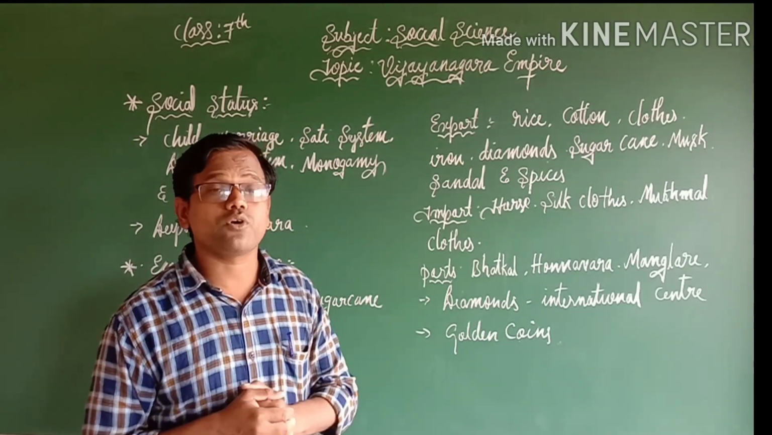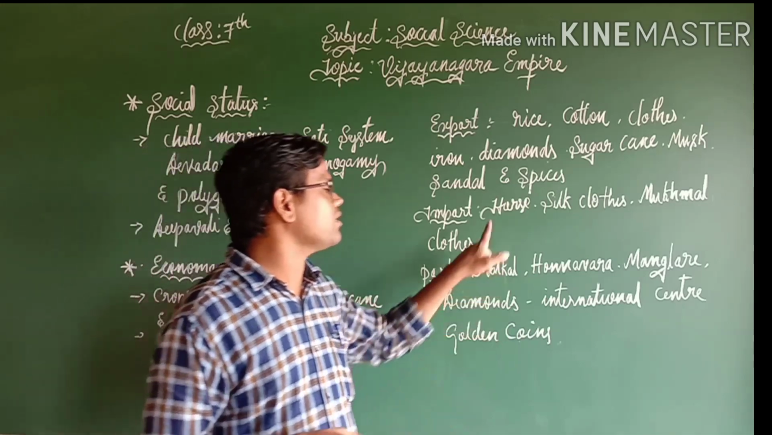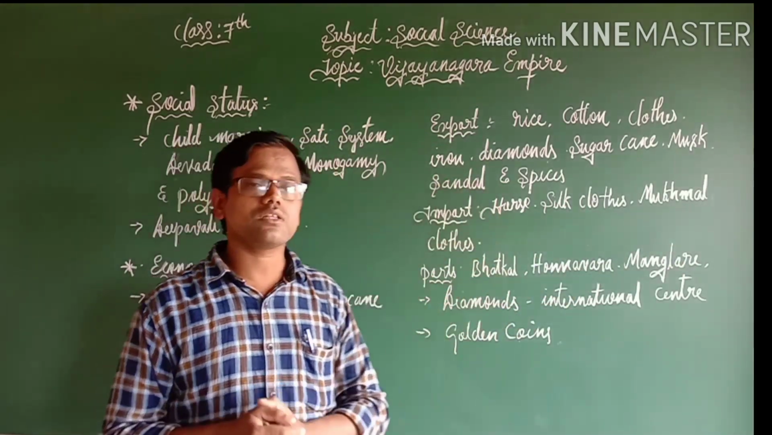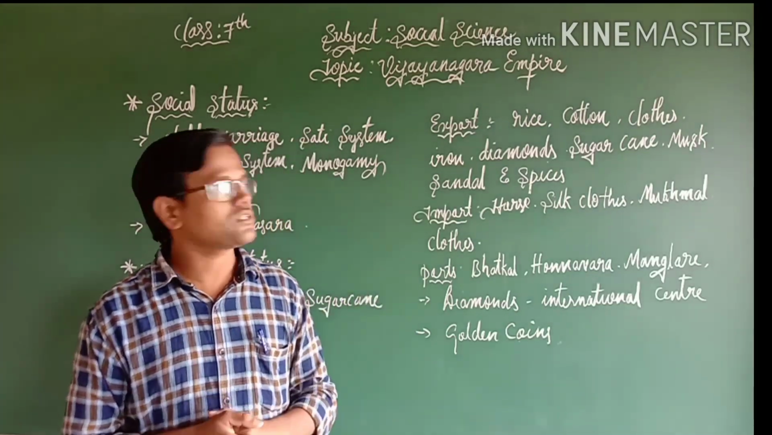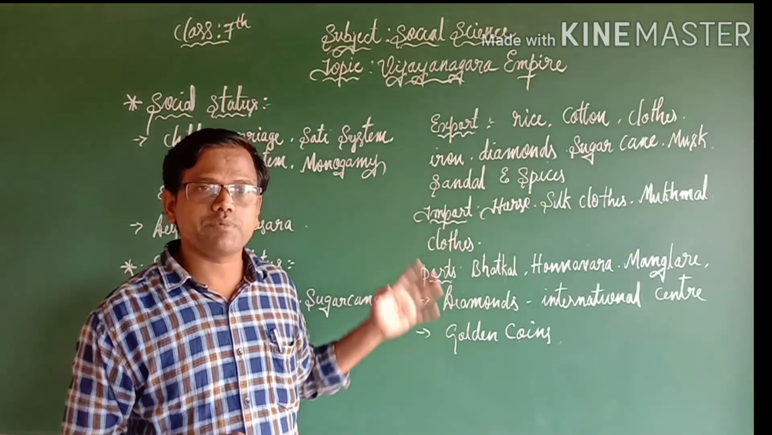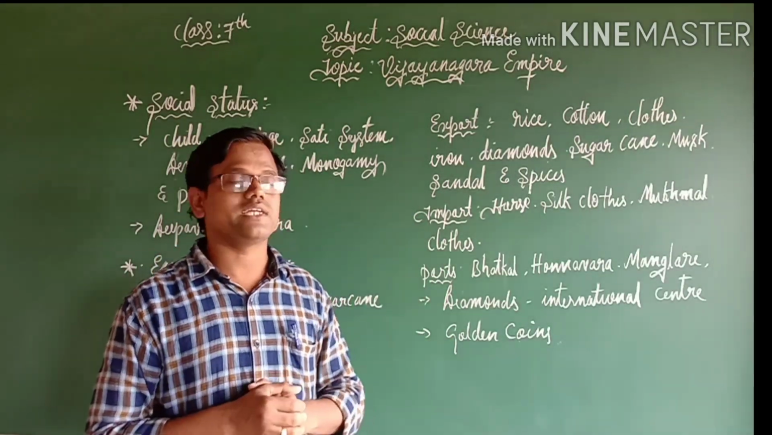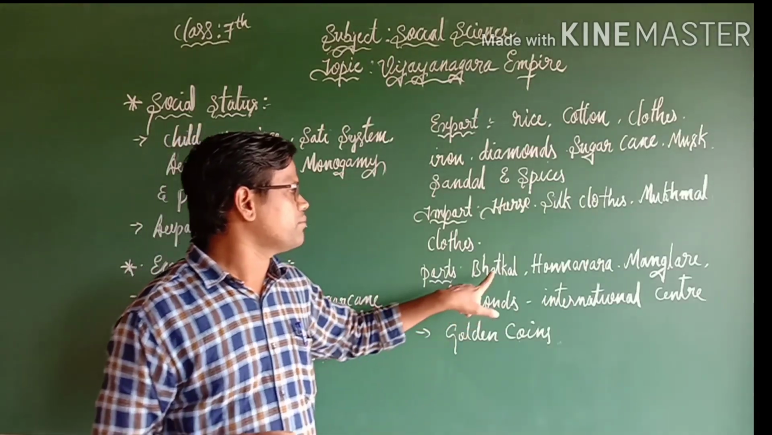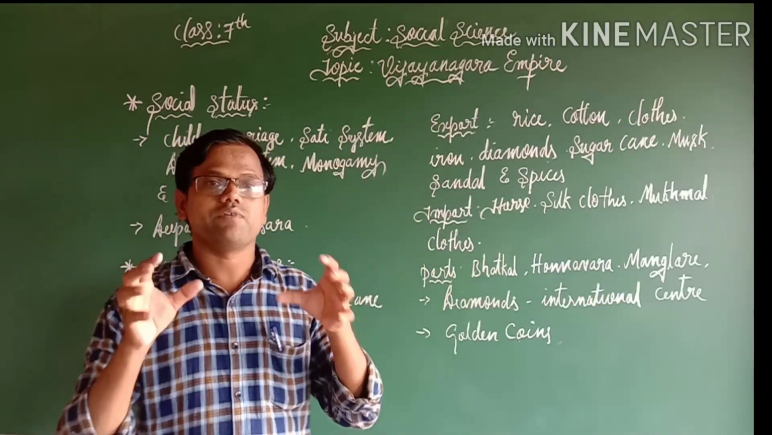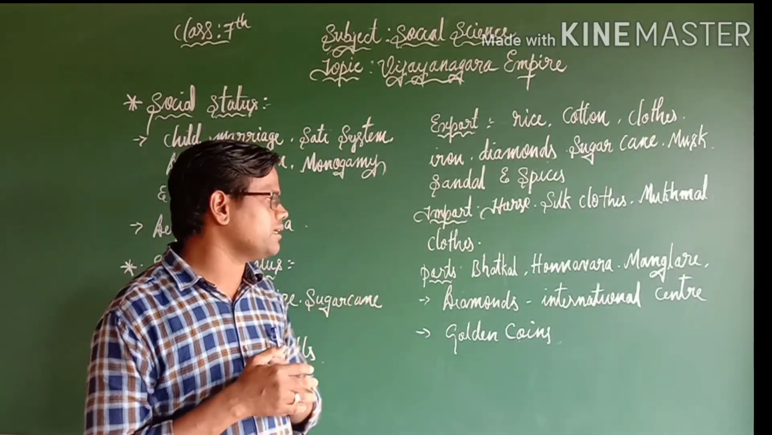Then what were the important things imported by the Vijayanagara dynasty? Those were ores, silk cloths and velvet cloths. So these were the important things imported by the Vijayanagara dynasty. And also during the period of the Vijayanagara dynasty we can see important trading centers or forts. Those were Bhatkal, Honavar and Mangaluru. These were very important trading centers during the period of the Vijayanagara dynasty.